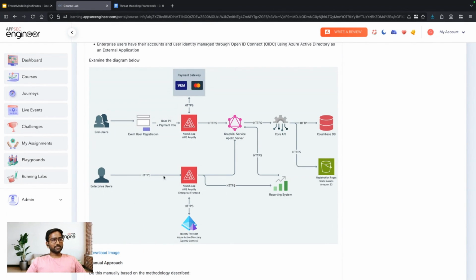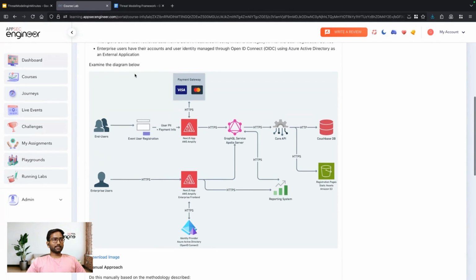So this application allows two different types of users, either end users or enterprise users, to register themselves to the application. Once they do, they are handed off to a payment gateway that collects their information and credit card data. The application then uses that information to verify that the registration has happened, and therefore gives them access to whatever event the organization wants to conduct.